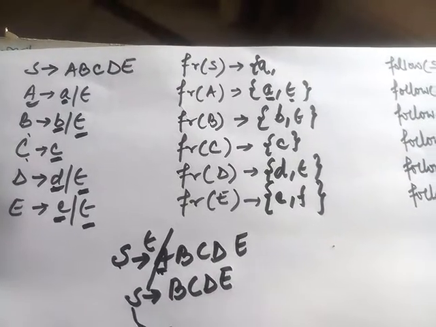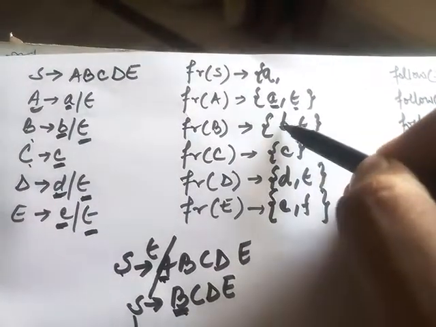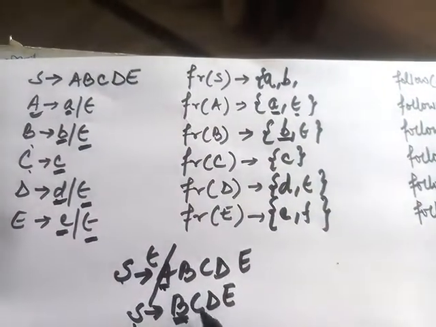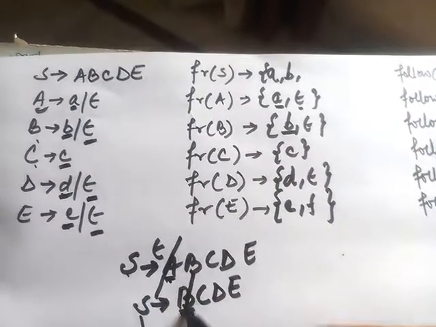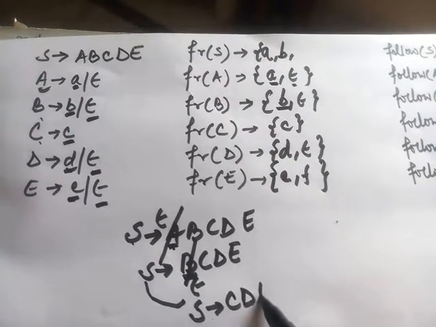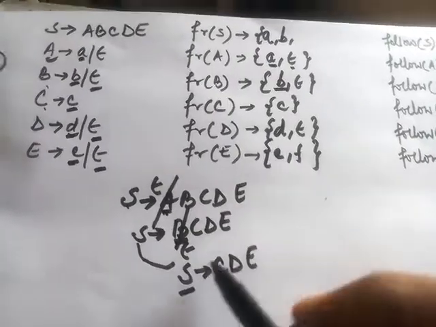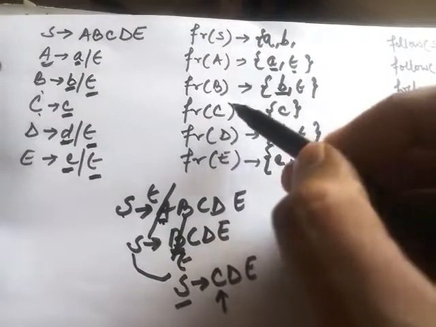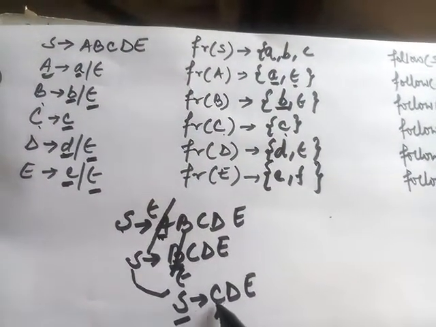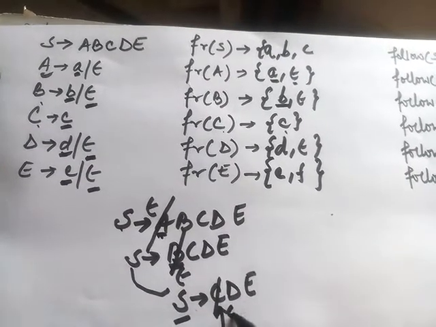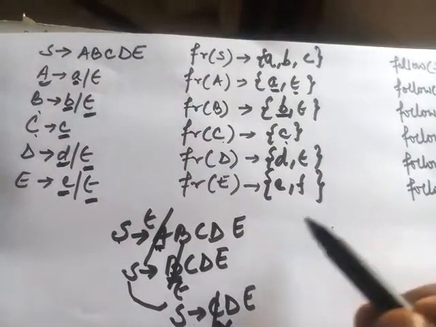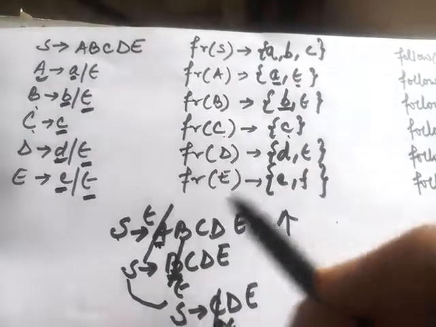Again, what is first of S? First of S is first of B. What is first of B? First of B is small b, a terminal over here, and epsilon. So epsilon we will substitute over here. Again, what is the new production? S generates C, D, E. Now what is first of S? First of S is first of C. What is first of C? First of C is small c. So we will write c over here. As you can see, if S gives small c, we got the terminal, so we will stop over here because we don't have any epsilon right now. So this is first of these productions.